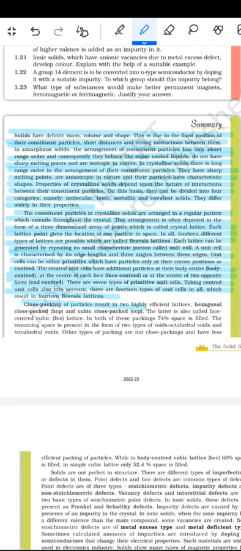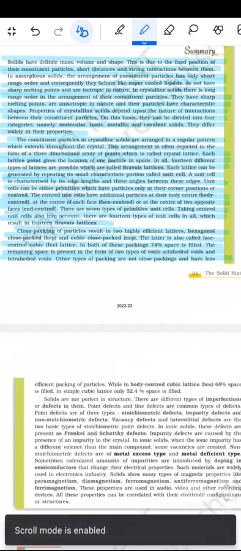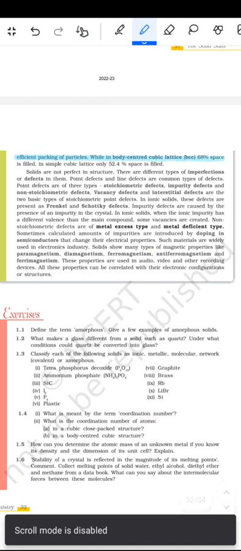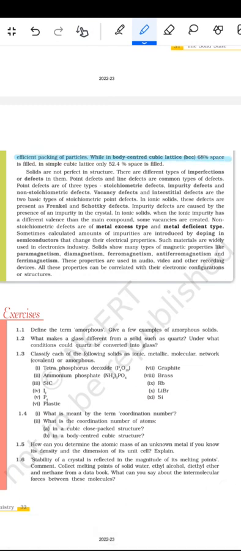Close packing of the particles results in two highly efficient lattices, hexagonal close packed HCP and cubic close packed CCP. The latter is also called the face-centered cubic FCC lattice. In both of these packings, 74% of space is filled. The remaining space is present in the form of two types of voids, octahedral voids and tetrahedral voids. Other types of packing are not close packing and have less efficient packing of the particles, while in the body-centered cubic lattice BCC 68% of space is filled. In the simple cubic lattice, only 52.4% of space is filled.